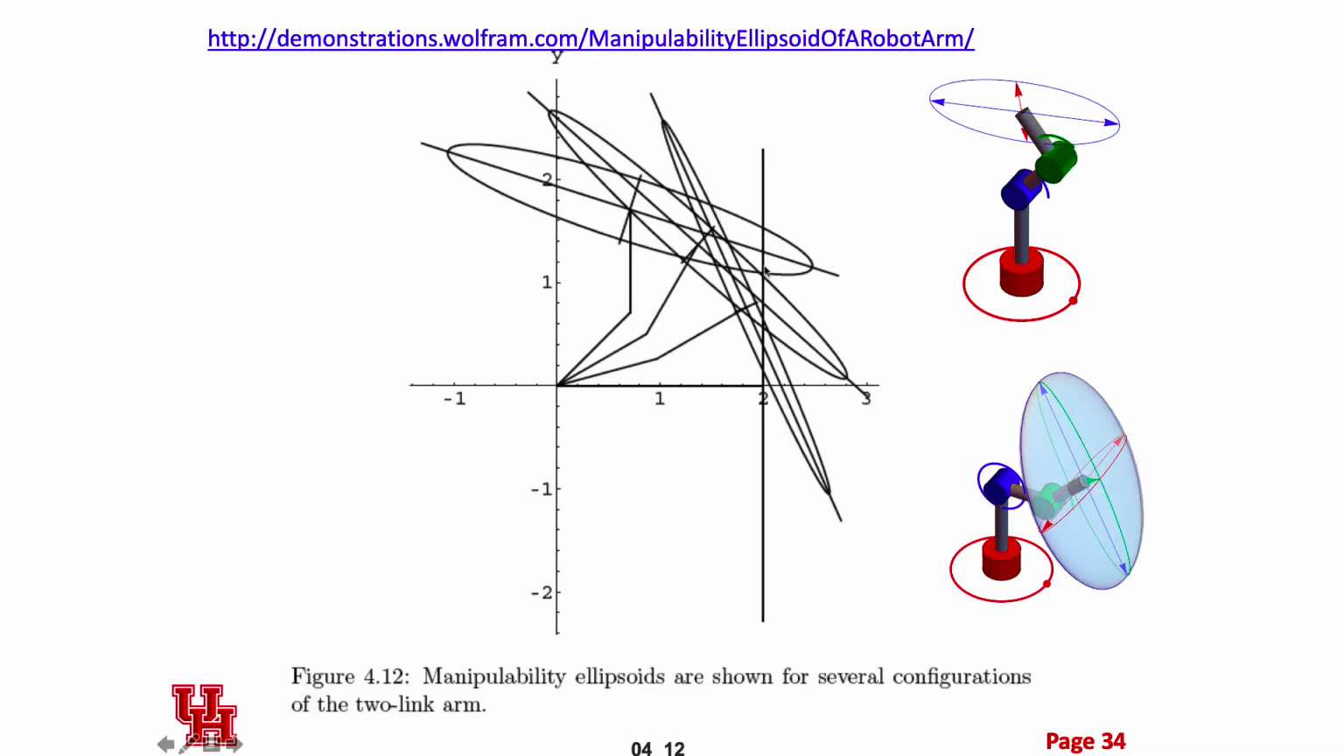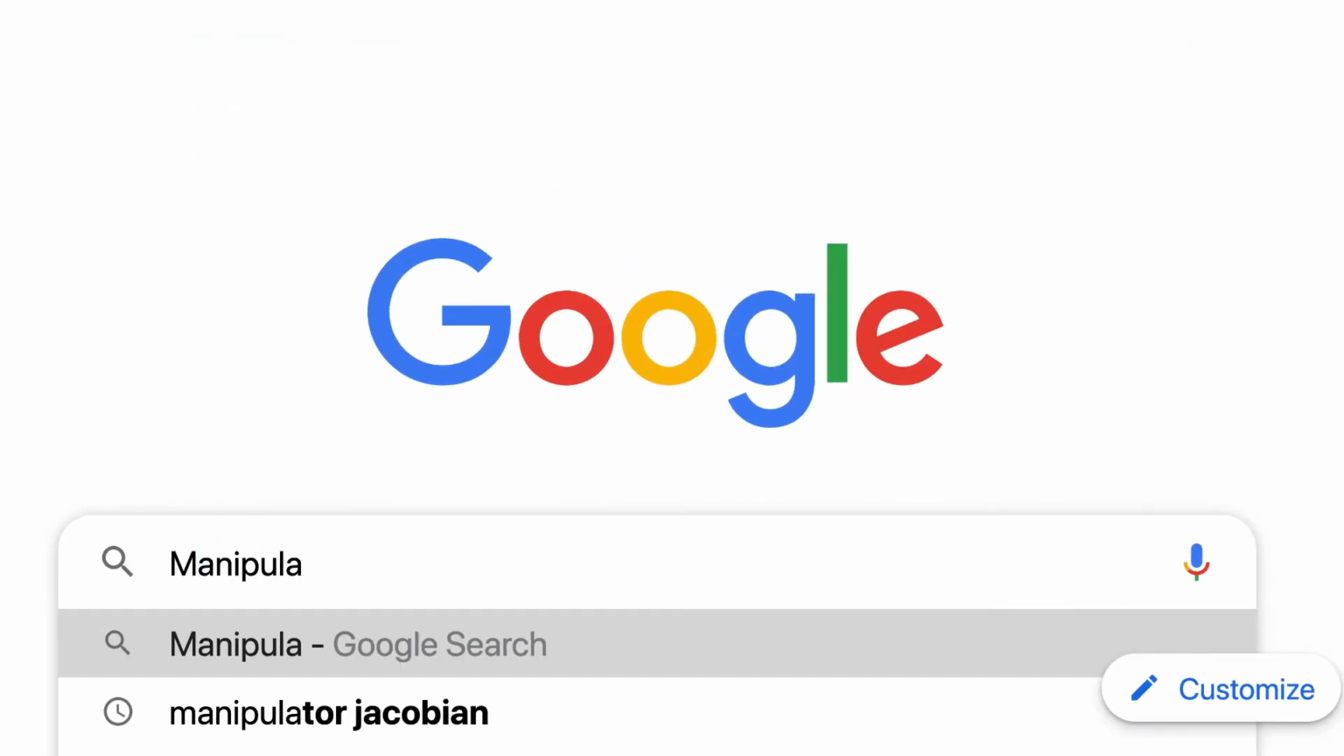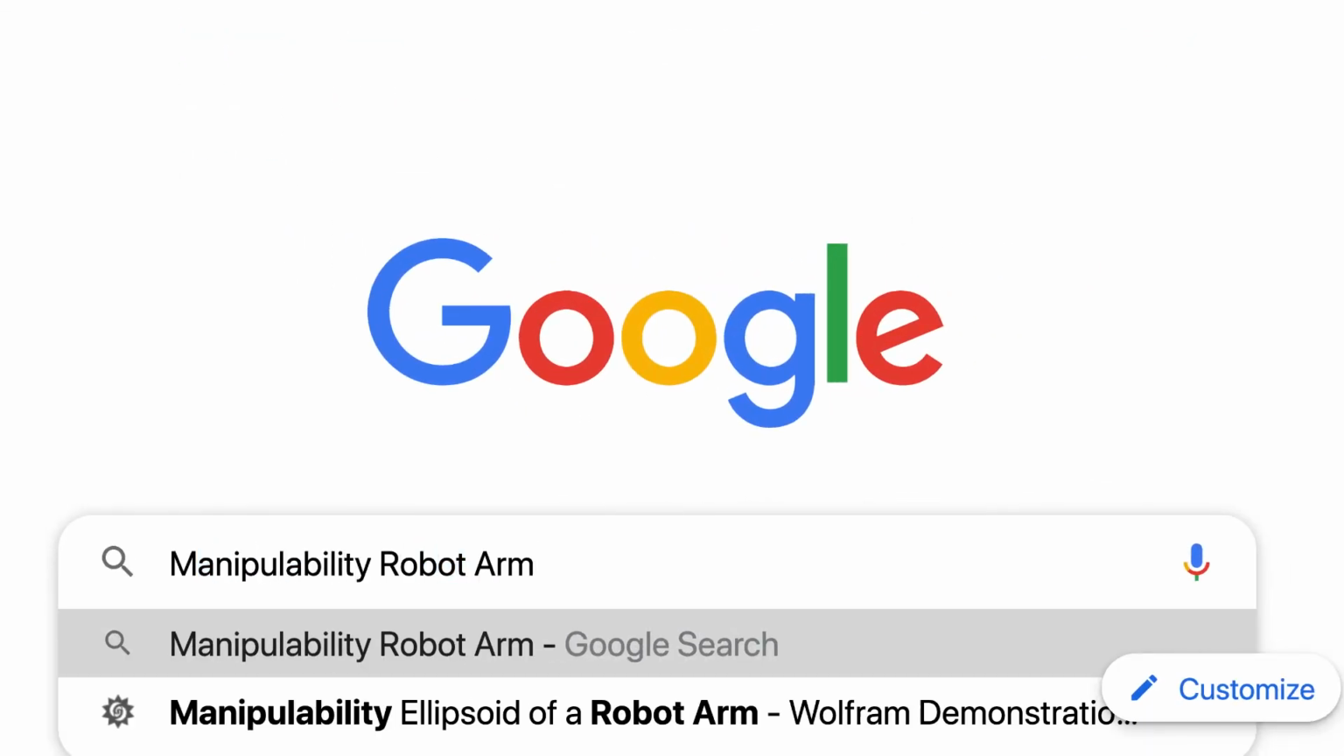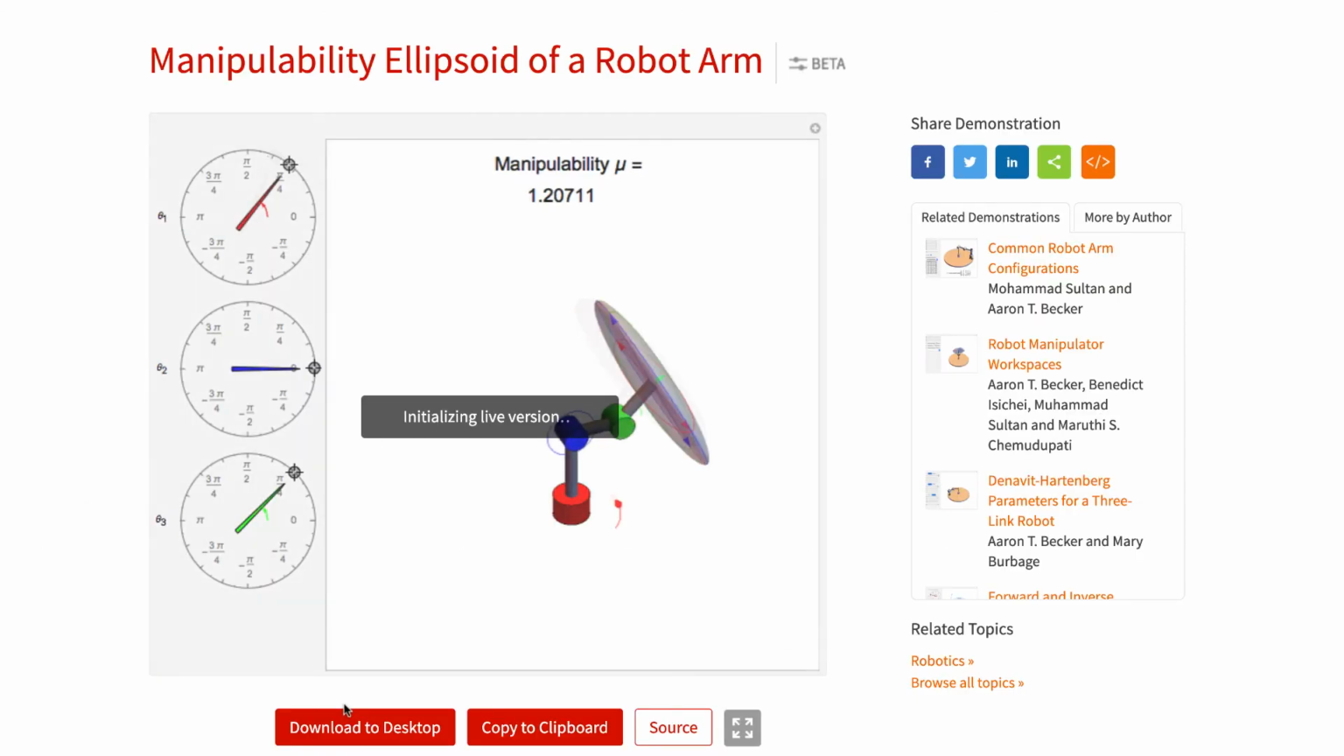And so the book has these demonstrations here where you can see it talks about what this manipulability ellipsoid is. We made a little demonstration so you can try that out yourselves. Just go online and play with the manipulability ellipsoid of a robot arm.